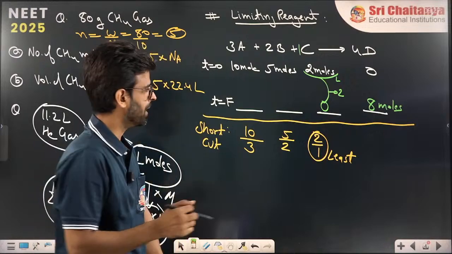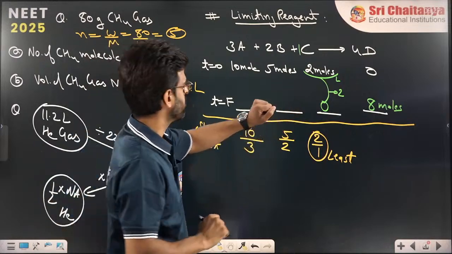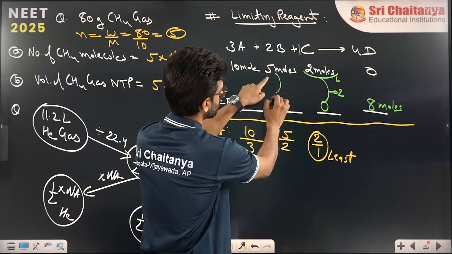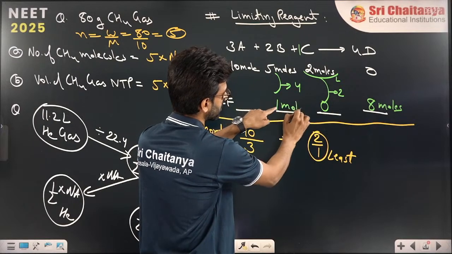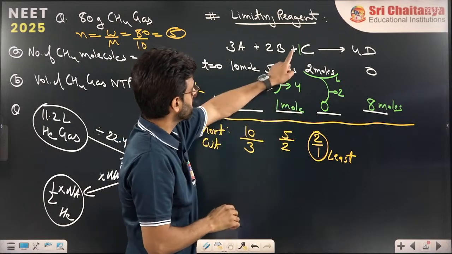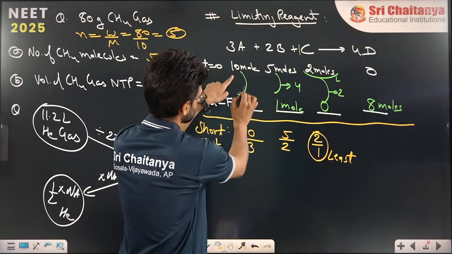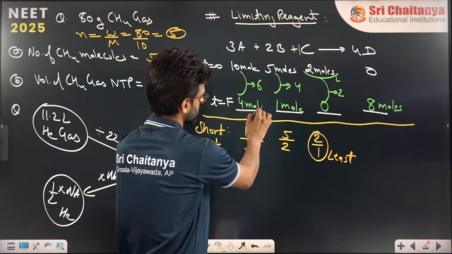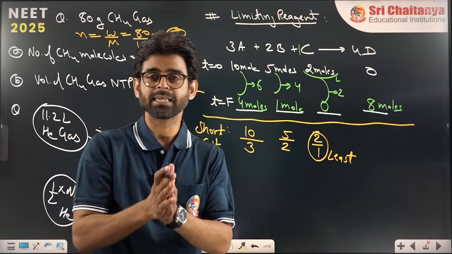Very easy. Now they can ask you how much excess will be left. Look at this carefully. 1 consumed 2, so 2 consume how much? 4. After 4 going, how much remaining excess here? 1 mole. Here 1 consumes 3, so 2 consume how much? 6. After 6 going, how much left here? 4 moles. So this way you can get the product and also the excess reactant left.